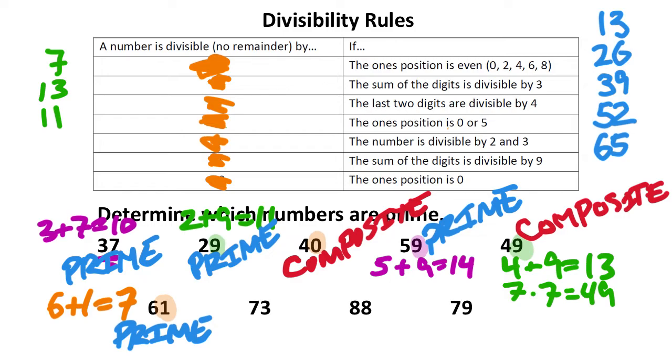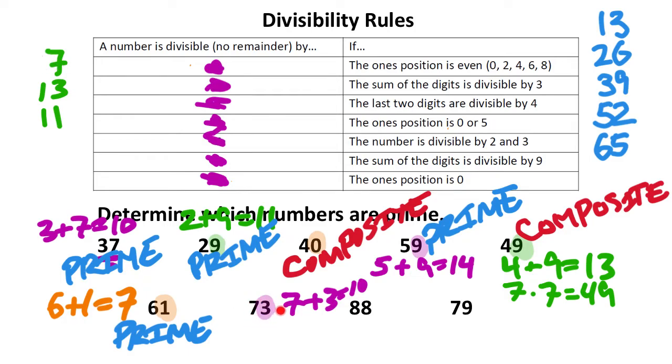Well, what about 73? Let's check. Well, we got a 3 in the ones place value, but that automatically eliminates 2, 5, and 10. And since we eliminated 2, it also eliminates 4 and 6. So we can check for 3 though, right? 7 plus 3, that's 10. 10 is not a multiple of 3, so it's not divisible by 3, which means in turn it is also not divisible by 9.